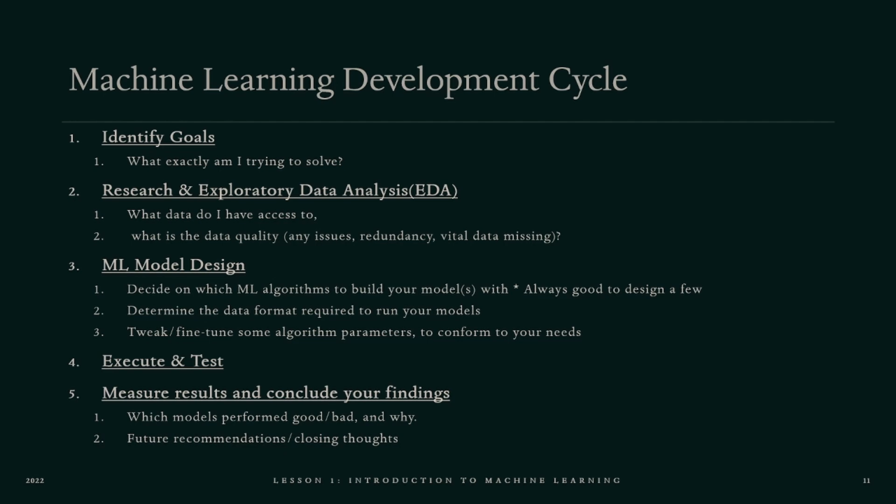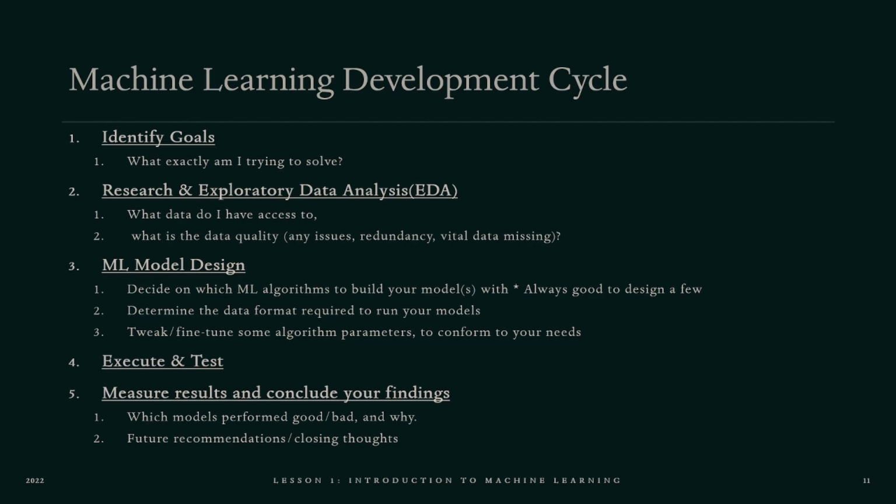3 is when you actually design your model. So you'll decide based on what your problem statement is and what data you have access to. You'll decide which machine learning algorithms to actually build. And it's always good to design a few so you can compare the results against each other. You will also have to determine the data format required to run your models. An example could be if you're writing an image processing algorithm, you're going to need images, and those images might need to be modified slightly to be properly fed into your model.